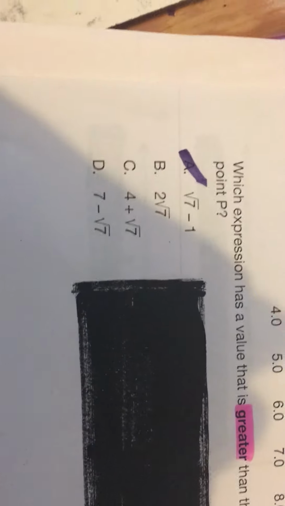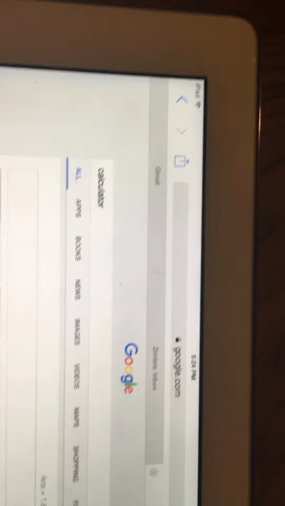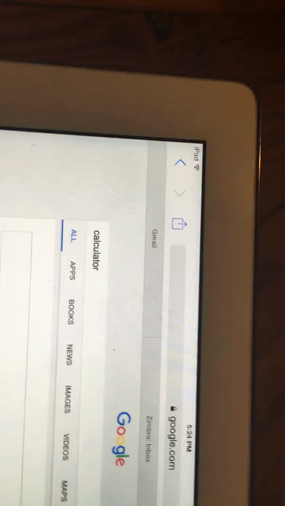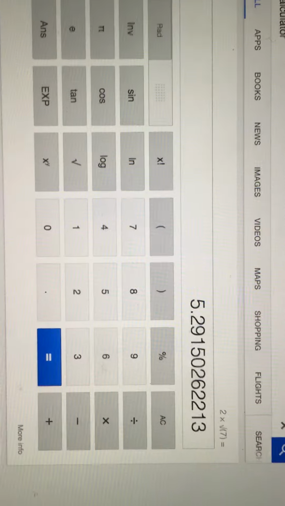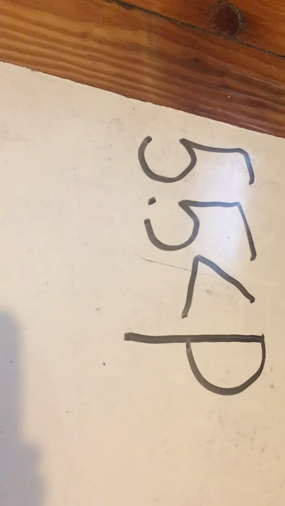Okay, let's move on. B says 2 times the square root of 7. Before I do anything, I really want to clear out my calculator because we don't want any mistaken numbers up there. So now we have 2 times square root of 7. That gives us 5.29150, so on and so forth. However, we're looking for a number that is greater than 5.5. So I'm going to cross off letter B also.